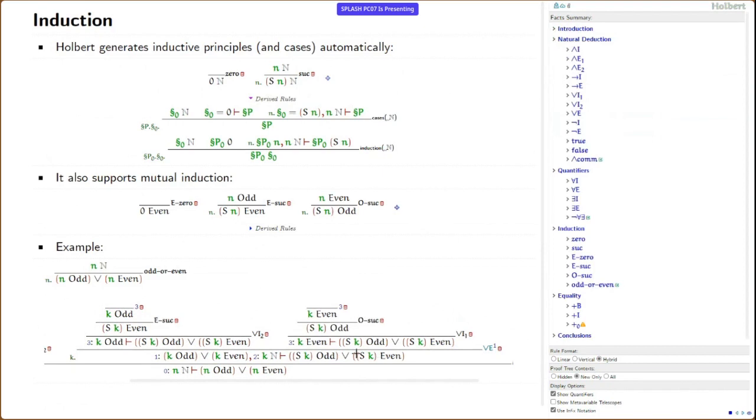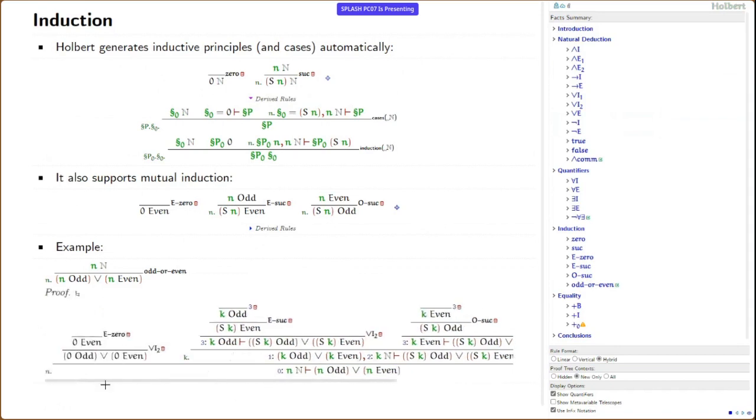Now this proof is getting a bit big. Right? It's a bit unwieldy. And typically when we write an inductive proof, we don't construct the whole proof tree just from the bottom up like we do for a deductive proof. We break it up into several cases and discharge each case separately. And Holbert does this as well. It has what's called a prose style proof.